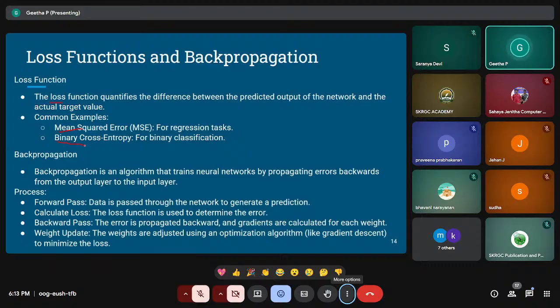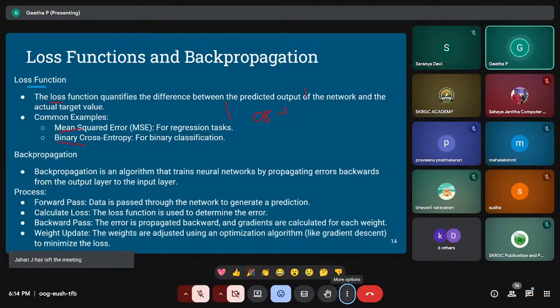Suppose you develop a model that predicts 80 percent, that is a 0.8 probability, of identifying an image as a cat or a dog, but the actual answer is one. One in the sense that yes, it is a cat. Then the loss function measures how far 0.8 is from 1.